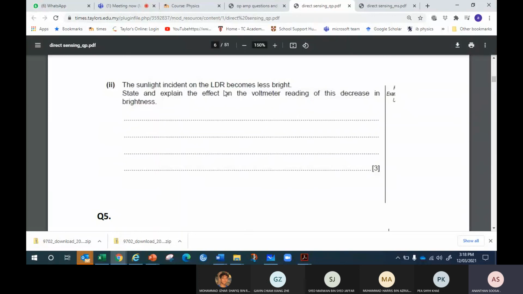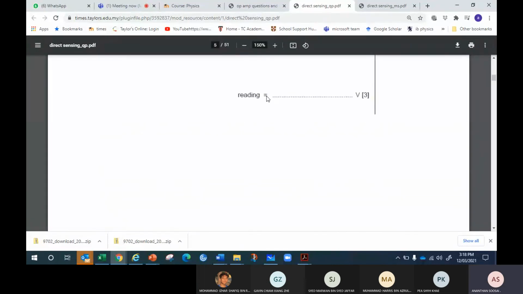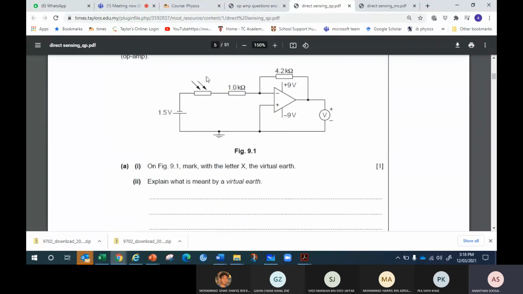The sunlight incident on the LDR becomes less bright. State and explain the effect on the voltmeter reading of this decrease in brightness. So what happened to the output? They're asking. So how do you explain?